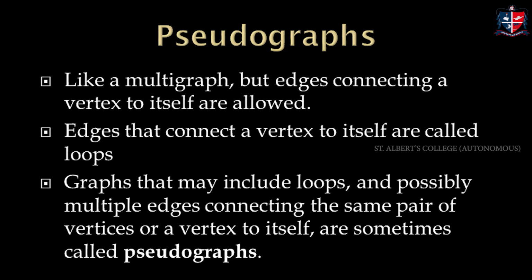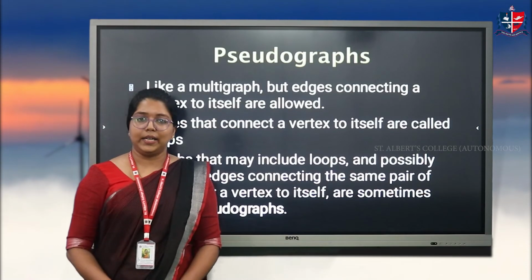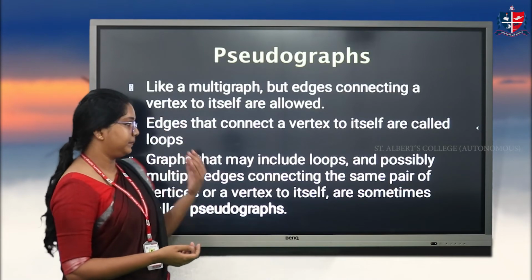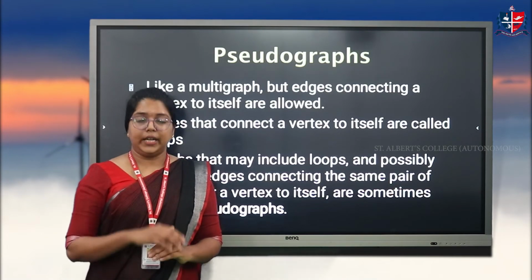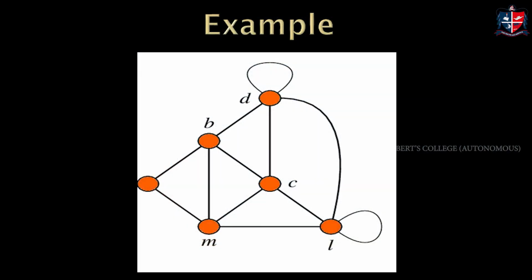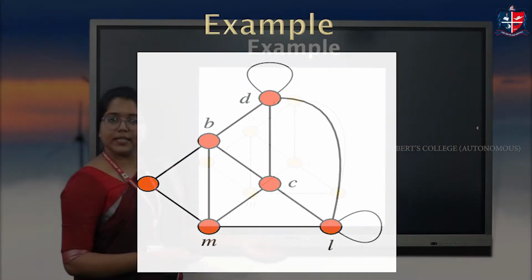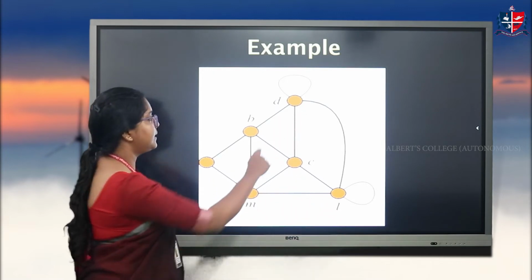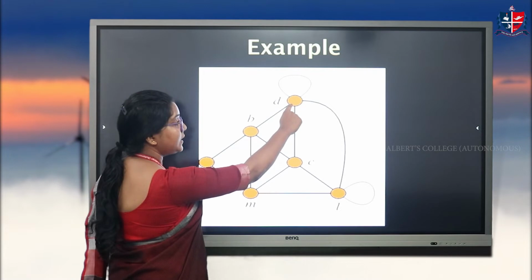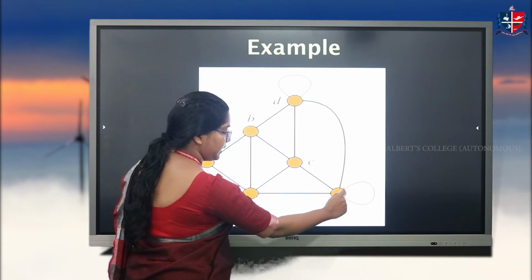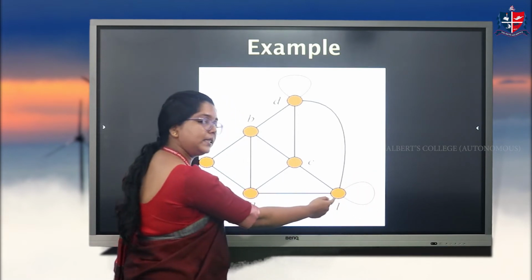The next type of graphs are pseudographs. Pseudographs contain multiple edges and a new notation also, which is called loops. Loops are the edges which connect a vertex to itself. You can imagine what a loop is. You can see that in this example. Look at the vertex D and the vertex L. There is a loop, that is an edge which starts from D, travels around and reaches D itself. And here it starts from L, travels around and reaches L itself.